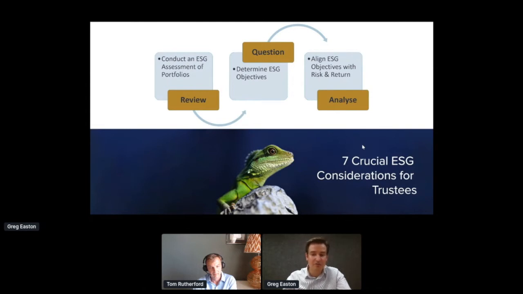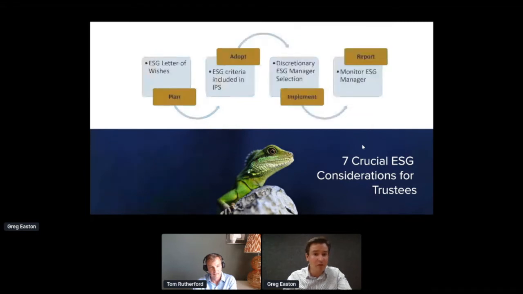We'll then look at the sort of questions that families and clients should be asked to determine their own ESG objectives. We'll then look at how you align those ESG and biodiversity objectives with the more general investment objectives, your investment horizon and risk profile. We'll follow that by looking at some of the practical applications we're seeing from trustees in adopting an ESG framework. That may be an ESG letter of wishes or a family constitution that includes ESG and biodiversity considerations.